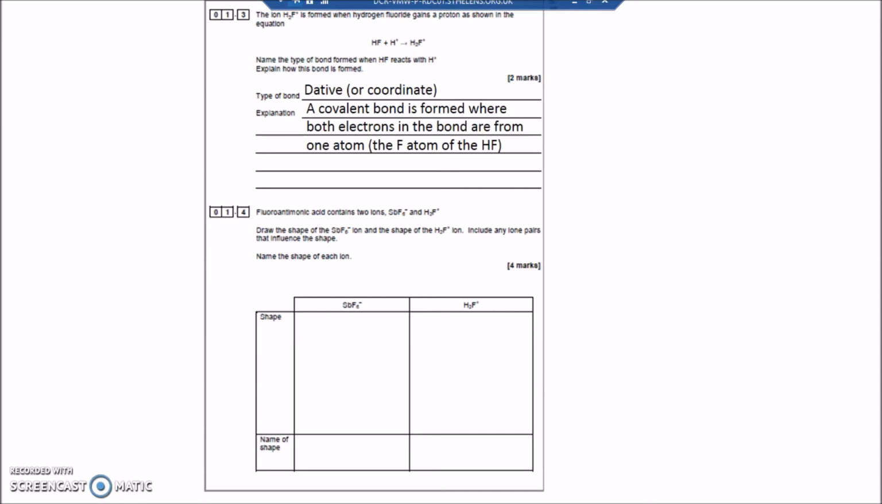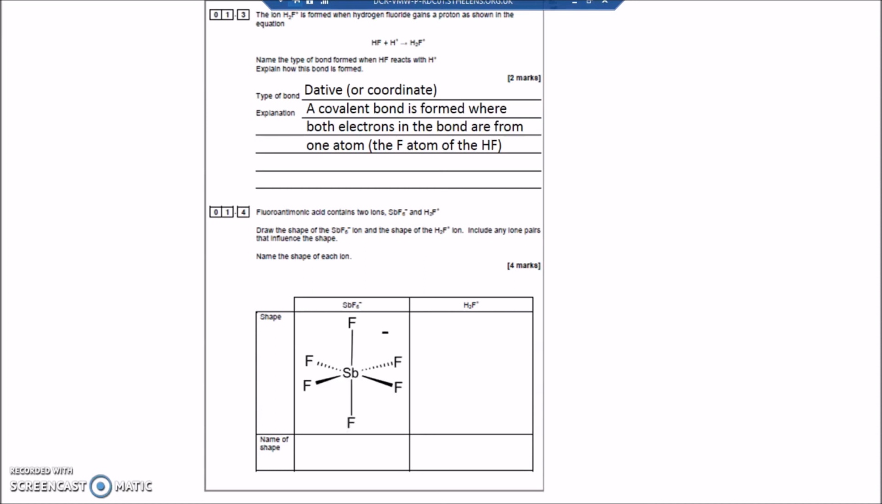It's essentially a covalent bond. It's a shared pair of electrons between two atoms. However, both the electrons have come from the F atom, so both are from one of the atoms rather than each atom putting 1 electron in each.